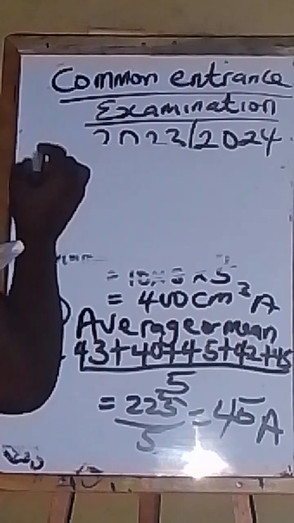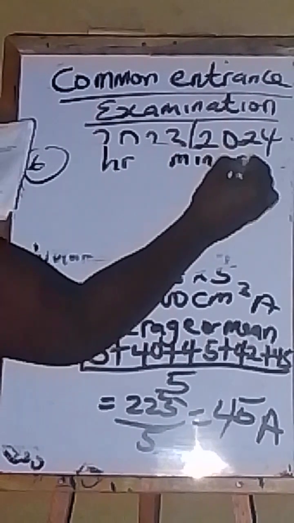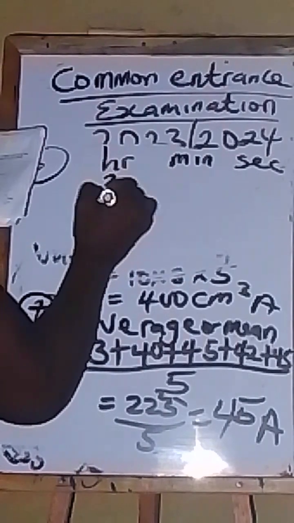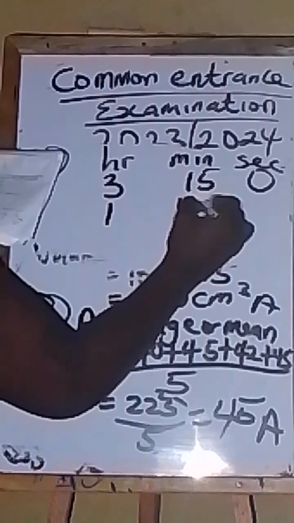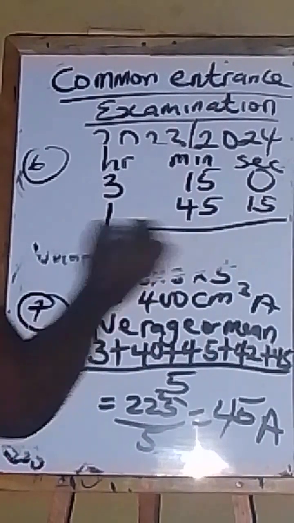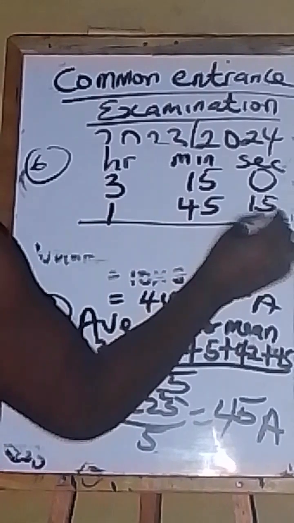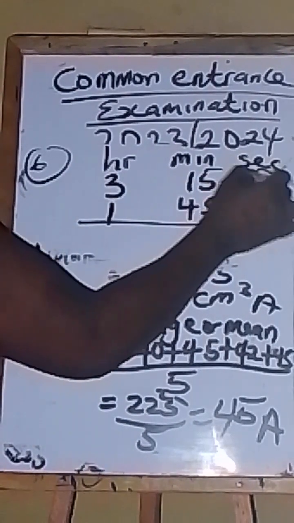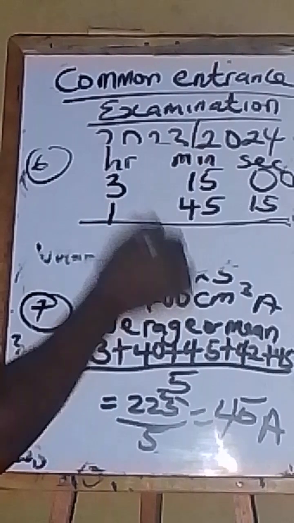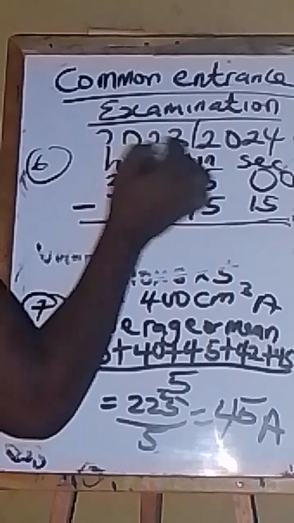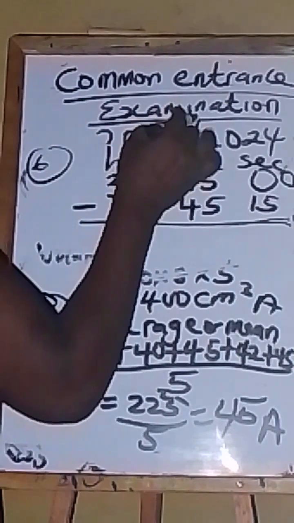Question 6. We have to subtract. We are given hour, minutes, and seconds. So 3, 15, 0. 1, 45, 15. We are asked to do what? We are asked to subtract. So subtract in here. You know this is 60. So you borrow from this minutes.